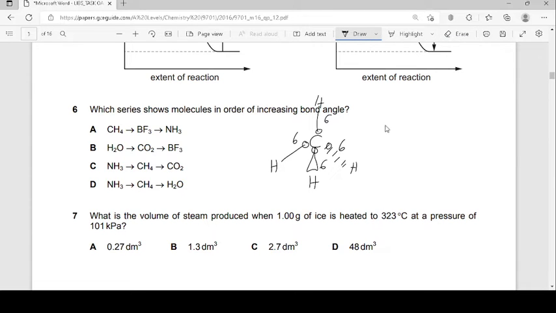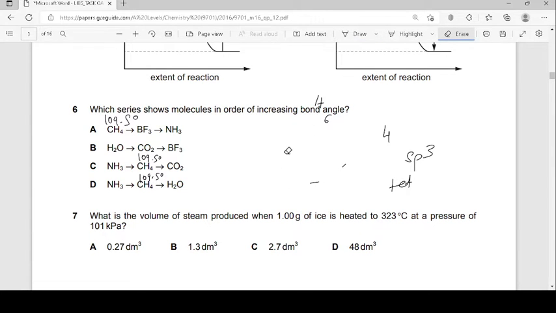So carbon has a steric number of 4, which means it must be sp3. And since there are no lone pairs, it remains tetrahedral. So CH4 has 109.5 degrees, and over here as well I'm going to write 109.5 degrees, just for my convenience, so I can compare stuff.